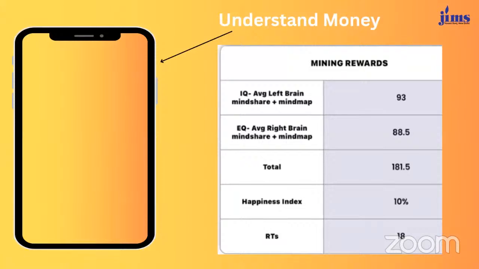Now, this is something that's showing you your mining rewards, which means that the average left brain is 93, the average right brain is 88.5. Now, this is taken both from Mindshare and Mind Map, and therefore you need to be very careful. Just continue to watch the figures there. The total comes to 181.5. Not only that, it also tells you once again that your left brain is far more powerful than your right brain. It's like saying the size of your left bicep is 93 centimeters, but the size of your right bicep is 88.5.